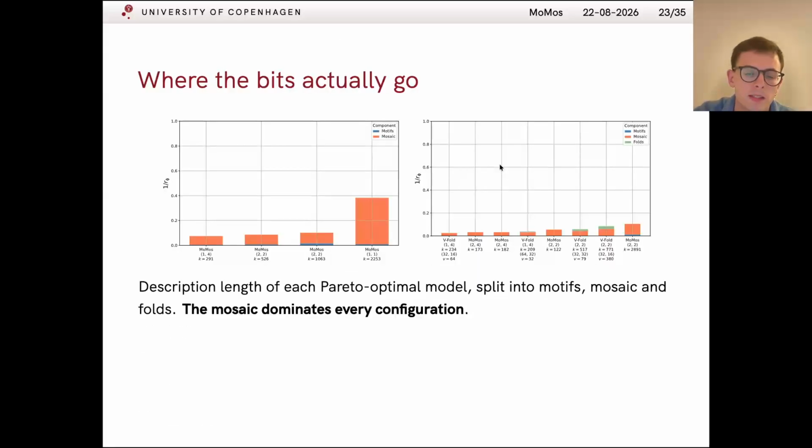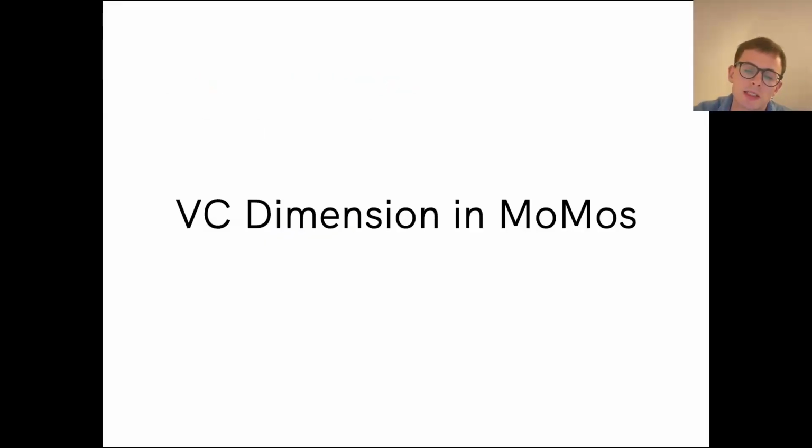I did another breakdown, and here again we see that also with V-Fold MoMos the mosaic is still dominant, so we need some other technique to actually reduce the complexity of the model.